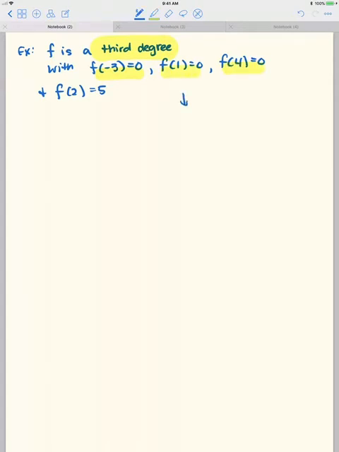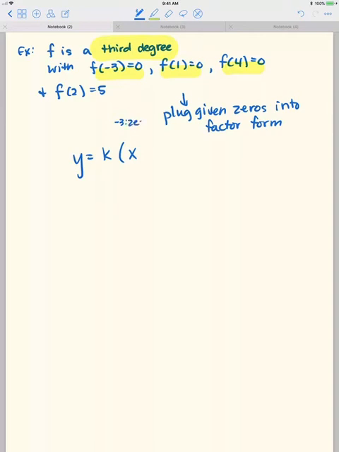So we can take those and plug the given zeros into factored form, keeping in mind that we have to keep some kind of constant out front. So y equals, or if you'd like to do f of x equals, it's the same thing. Some constant with x. So if negative 3 is the zero, I have to do x plus 3 in my factored form. And if 1 is the zero, I have to do x minus 1, and then I have a zero of 4, so I'll do x minus 4.